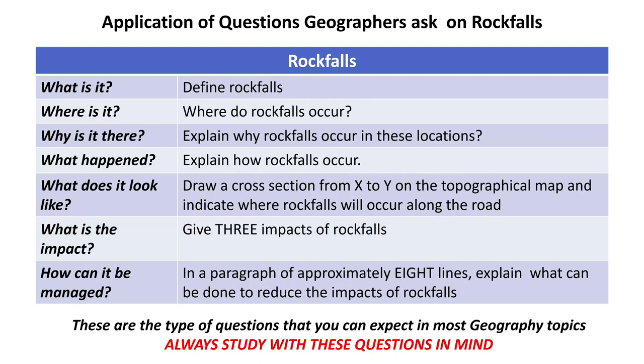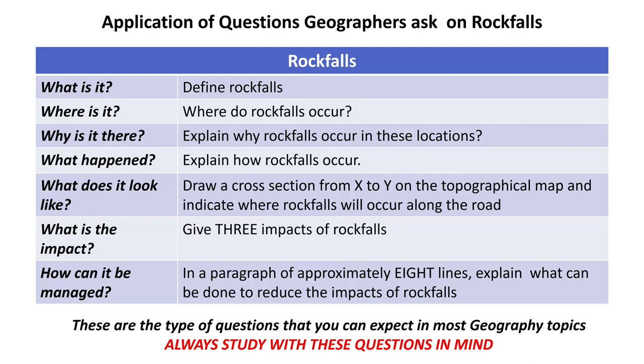Now we move to the middle order questions. Why is it there? So here we have to explain why they occur. That is the question that you will get in the exam. In the exam, you won't be asked why do rockfalls occur here. It will be more of why do rockfalls occur in these specific locations. Explain how rockfalls occur. That is a what happened type of question, right? So now those are the middle order questions, the why and the what. And then the last three can range between middle and higher order.